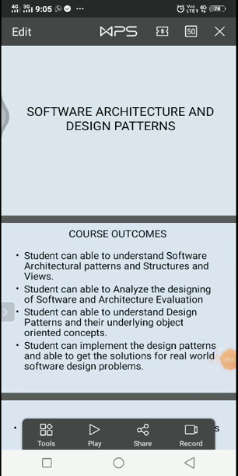Okay. In the case of software architecture and design patterns, it is also the same thing. Here, the main intention of this subject is how we develop the software and which type of architecture is suitable to the end users. So, which types of patterns are available? Which types of designs are better, and which type of architecture is better for developing the software? That is the main concept of this subject.